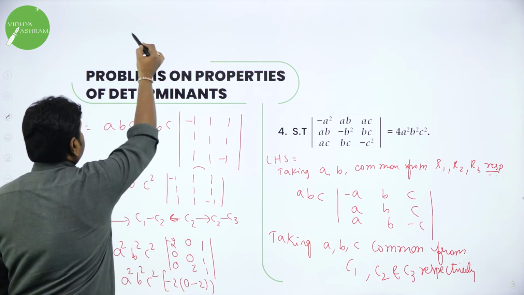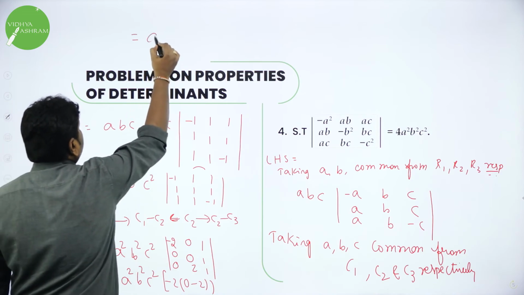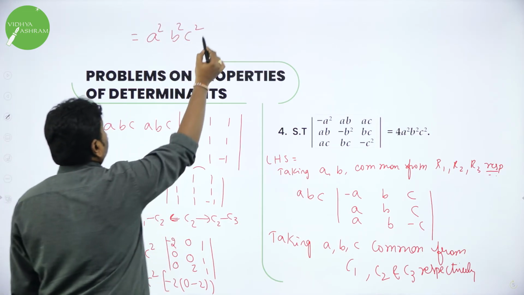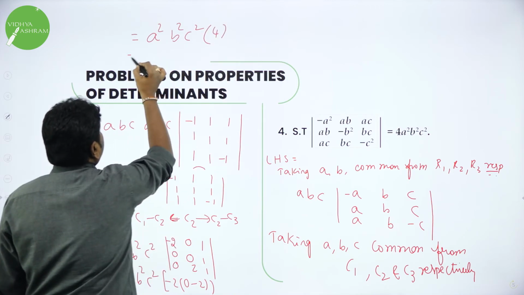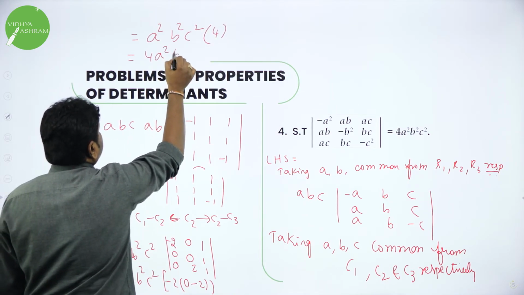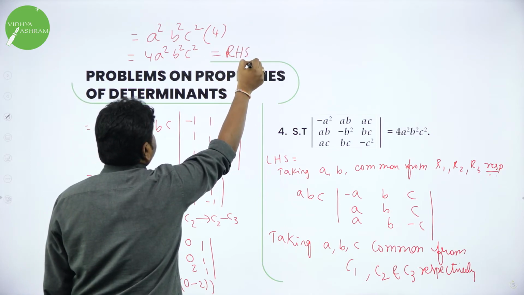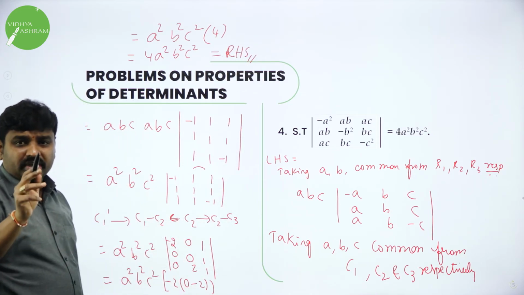So finally, if I simplify this, outside I have a square, b square, c square, and inside minus into minus plus, 2 2s are 4. So I will rewrite or rearrange. I will get 4 a square b square c square. This is the RHS. I hope all of you understood this.